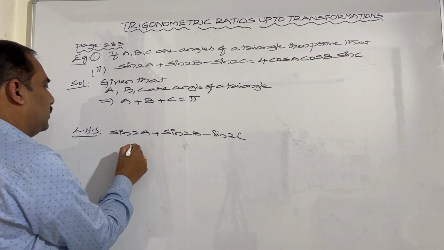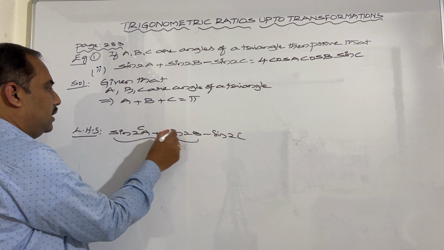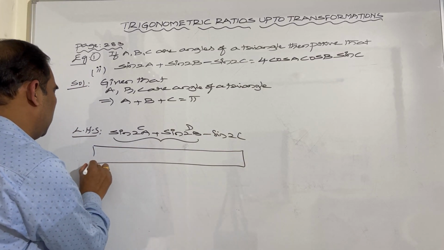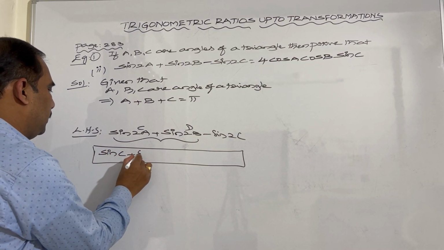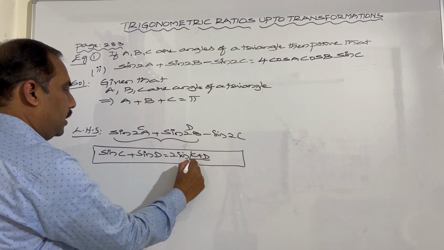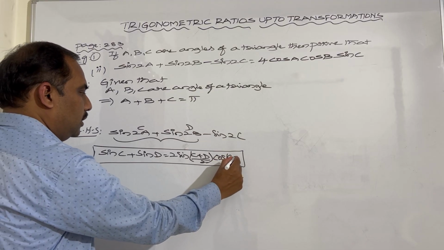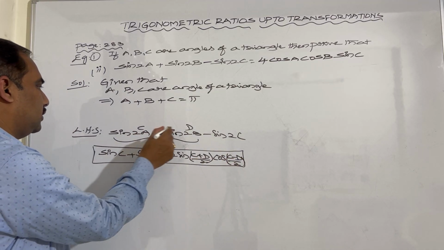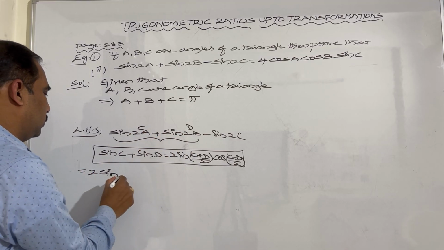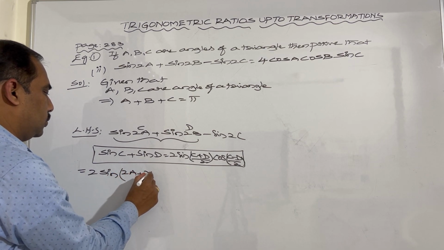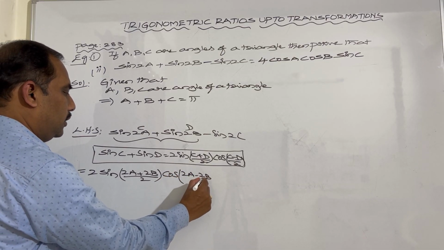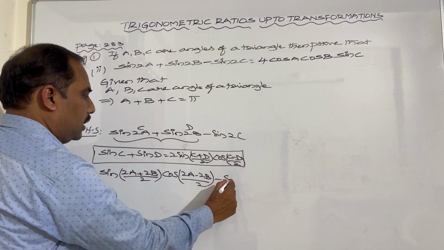If you observe, the first two terms are like sin C plus sin D. We know the formula for sin C plus sin D: it is equal to 2 sin of (C plus D) by 2 into cos of (C minus D) by 2. Here C is 2A and D is 2B. So if you apply the same formula for these two terms, we get 2 sin of (2A plus 2B) by 2 into cos of (2A minus 2B) by 2. Minus sin 2C is written as it is.